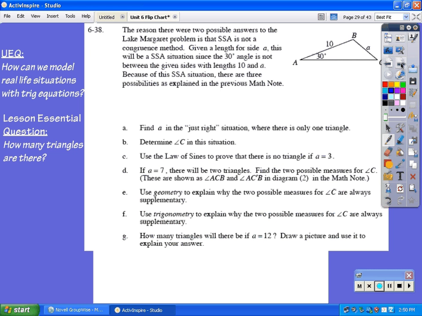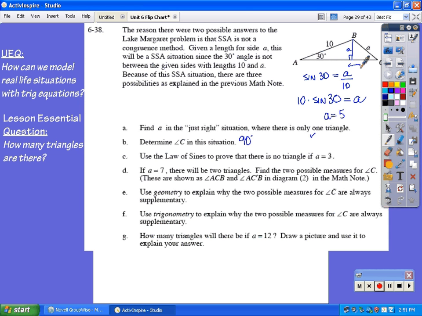Okay, so find A in the just right situation where there's only one triangle. So what we're looking for there is this situation where A is just the right length. So if that's the case, we have a hypotenuse. It now becomes a hypotenuse with a height. Okay, so we're talking about the sine of 30 is going to equal A over 10. So that means 10 times the sine of 30 must equal A. 10 times the sine of 30 is going to be 5. So A has to equal 5. There you go. There's part A. All right. Angle C in this situation has to be 90 degrees. Because that's what makes it exactly one triangle.